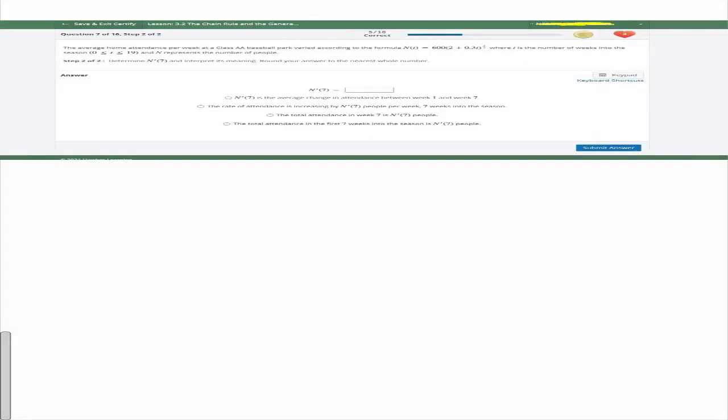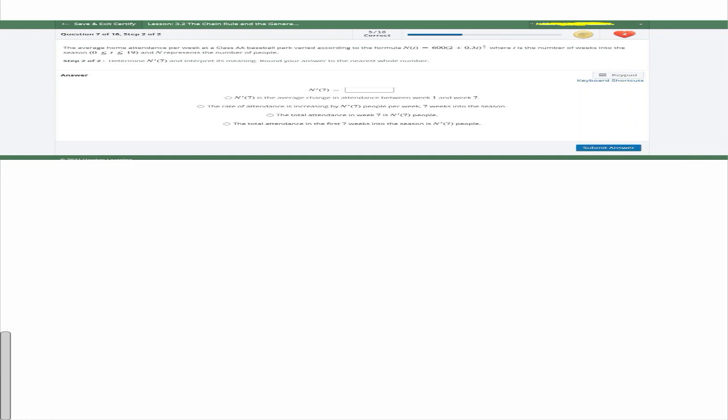So we have a problem here that asks us to find the average home attendance per week, where T is the number of weeks into the season, between 0 to 19 weeks, and N represents the number of people. So the problem asks us to determine N prime of 7 and interpret the meaning. Round your answer to the nearest whole number.